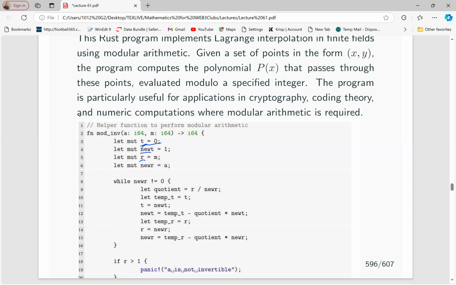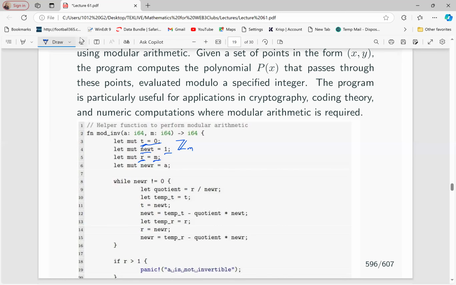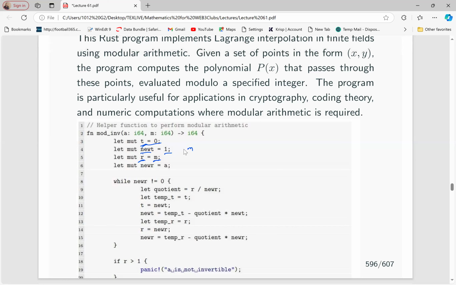The new inverse, you make it mutable and you initialize it to 1. What about the remainder? Initialize it to m. What is m? m is the size of the group. So for instance, if you are talking of Z_m, m is the size of that group. Then let the new remainder be a. So a, of course, is the number whose inverse you want to obtain. Let me show you, therefore, how we'll be getting the inverse.